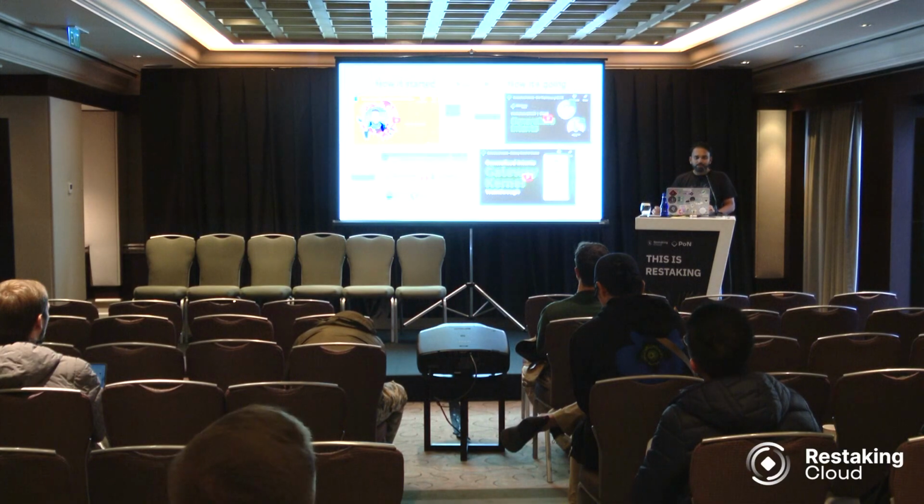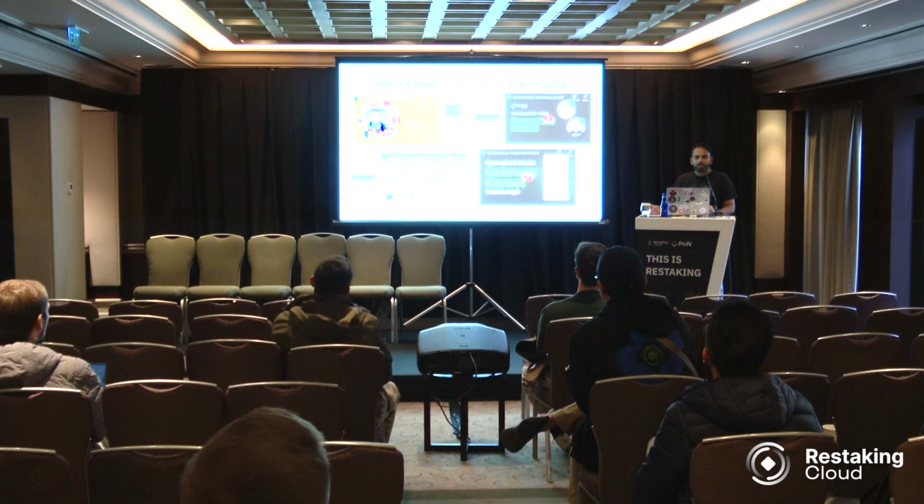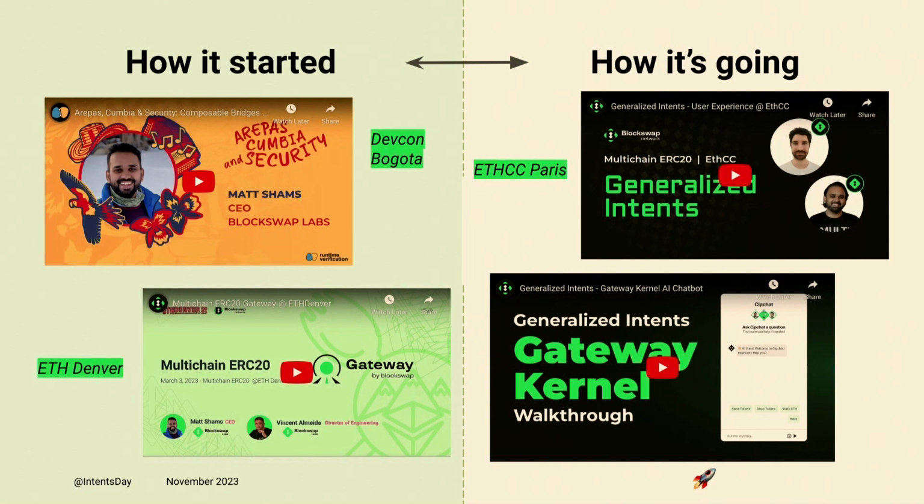So this is a little bit of history. This started about a year and a half ago. We put together the first implementation, a very naive MVP, in Bogota. Then we put together the first mainstream application, a simple token transfer without any liquidity, as a bridge use case in Denver. Now we have a fully generalized EVM capability, so you can do anything that you can do with EVM.